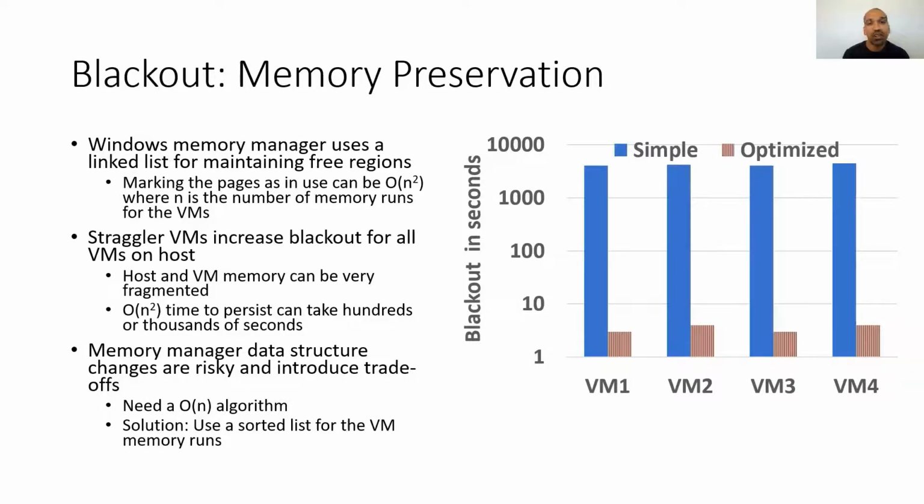One solution can be to fix the memory manager data structure to optimize for VM preservation. But such changes are fundamental and introduce trade-offs to other scenarios that memory manager supports. We therefore need an order n algorithm specific to VMfoo. To do so, we modified our algorithm to use a sorted list for the VM memory runs and leveraged insertion sort. For more details on this, please refer to the paper. With these changes, as can be seen from the graph, we are able to preserve the memory within 4 seconds on even very fragmented systems.